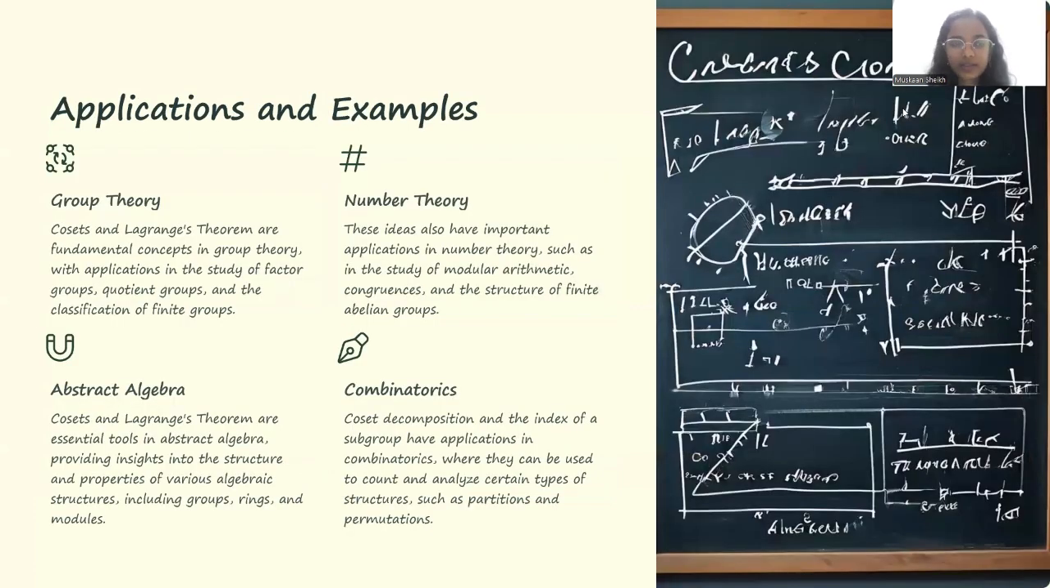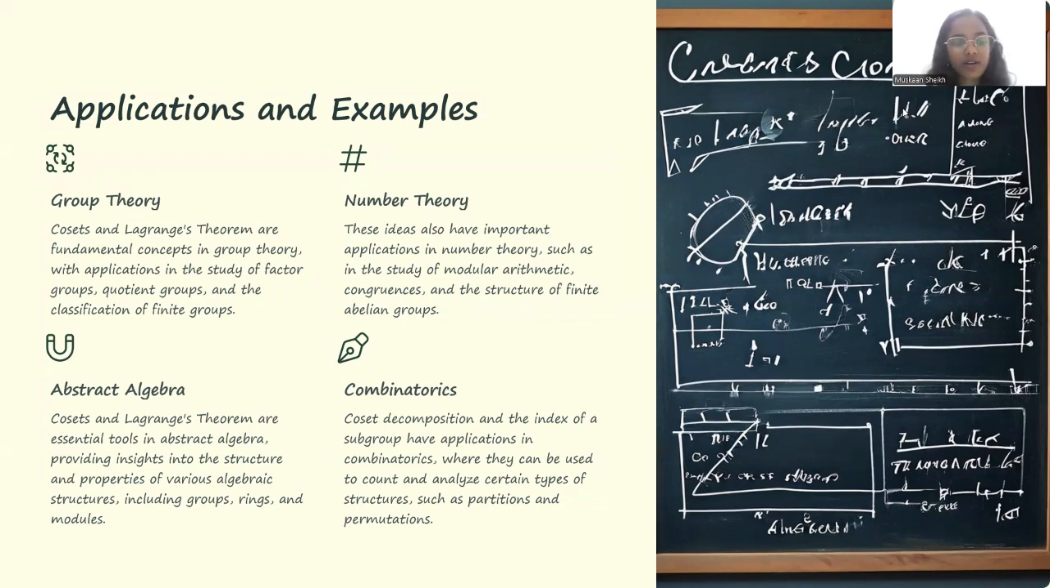Applications and examples. Group theory. Cosets and Lagrange's theorem are fundamental concepts in group theory, with applications in the study of factor groups, quotient groups, and classification of finite groups. Number theory. These ideas also have important applications in number theory, such as in the study of modular arithmetic, congruence, and the structure of finite abelian groups.